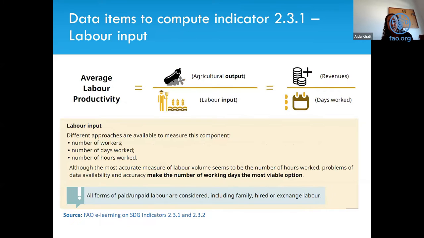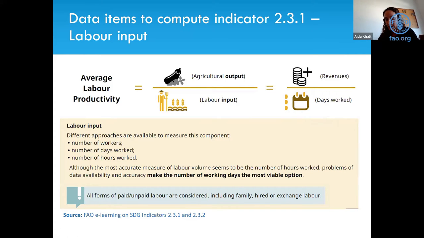For what concerns the labor input, there are various ways to measure it, for example the number of workers used, the number of days worked, or the number of hours worked. Of course, it would be much more precise to measure labor productivity per unit of labor, so in terms of hours worked. The problem is that very often in surveys, data are not available at this level of detail. So the solution that has been adopted is to use the number of days worked, so you will have a productivity where the unit is the labor day.